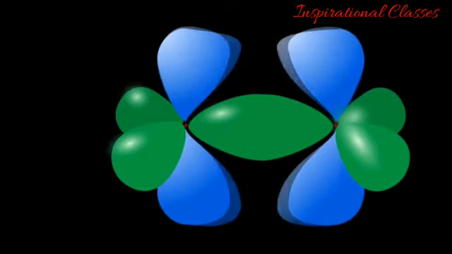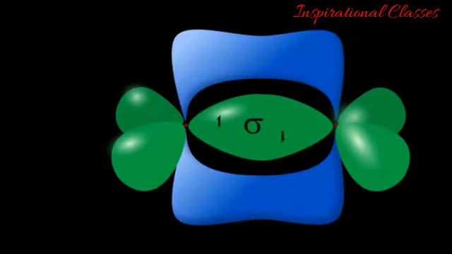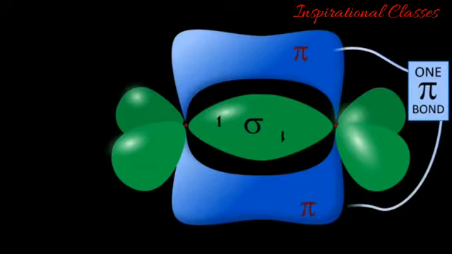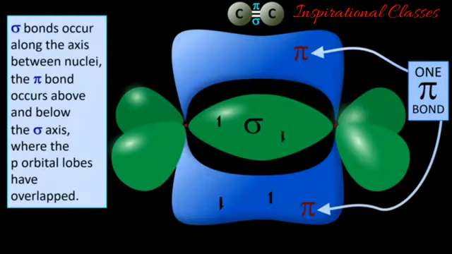The top and bottom lobes of the 2p orbitals overlap above and below the axis of the sigma bond, forming a single pi bond, the space in which the now paired electrons move around. The ball and stick model shows this double bond with 2 dashes. To summarize, sigma bonds occur along the axis between nuclei. The pi bond occurs above and below the sigma axis where the p orbital lobes have overlapped.